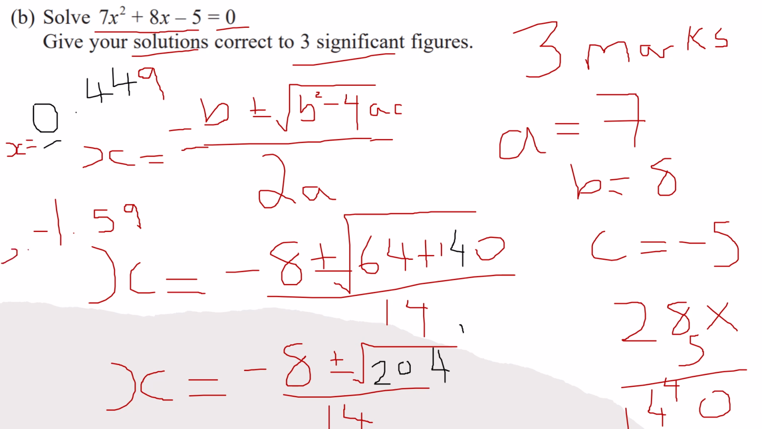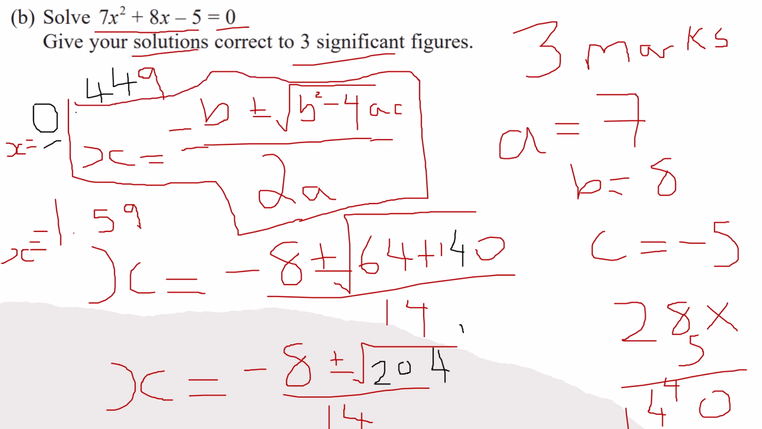You can, of course, do it by completing the square. That's also fine. It's a bit more involved algebraically, but the quadratic formula is always the safest method, which is given to you on this year's exam. x equals minus b plus or minus the square root of b squared minus 4ac all over 2a.